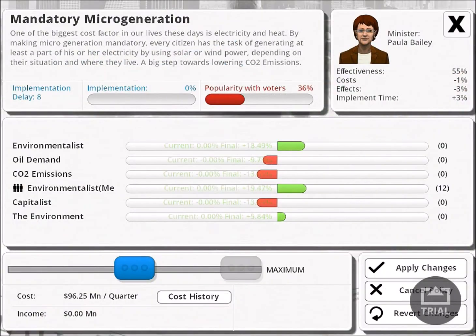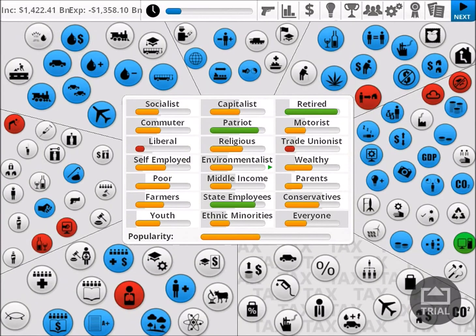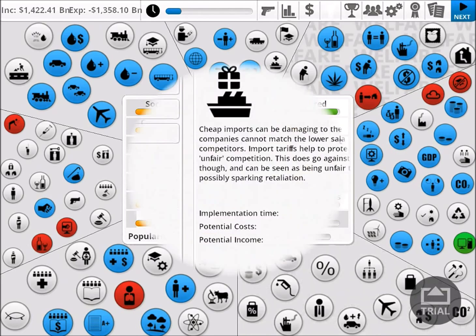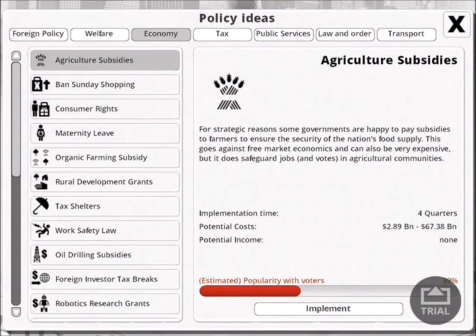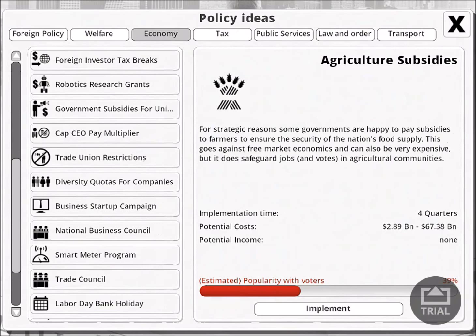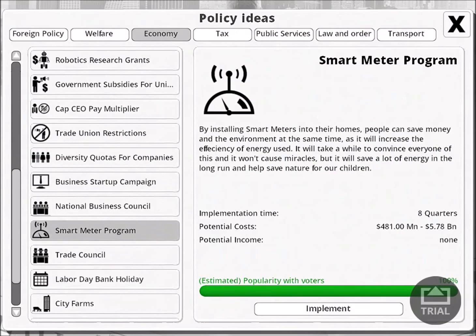Anyways, mandatory microgeneration. Basically, it's a solar panel on your house, or something similar, or gray water tanks. Well, that's more so home regulations, but I guess both are synonymous with each other. Go down. Thank you. Smart meter program. I'm not really sure what it does, but it's good for the environment. It's wonderful. It's tremendous. Believe me.